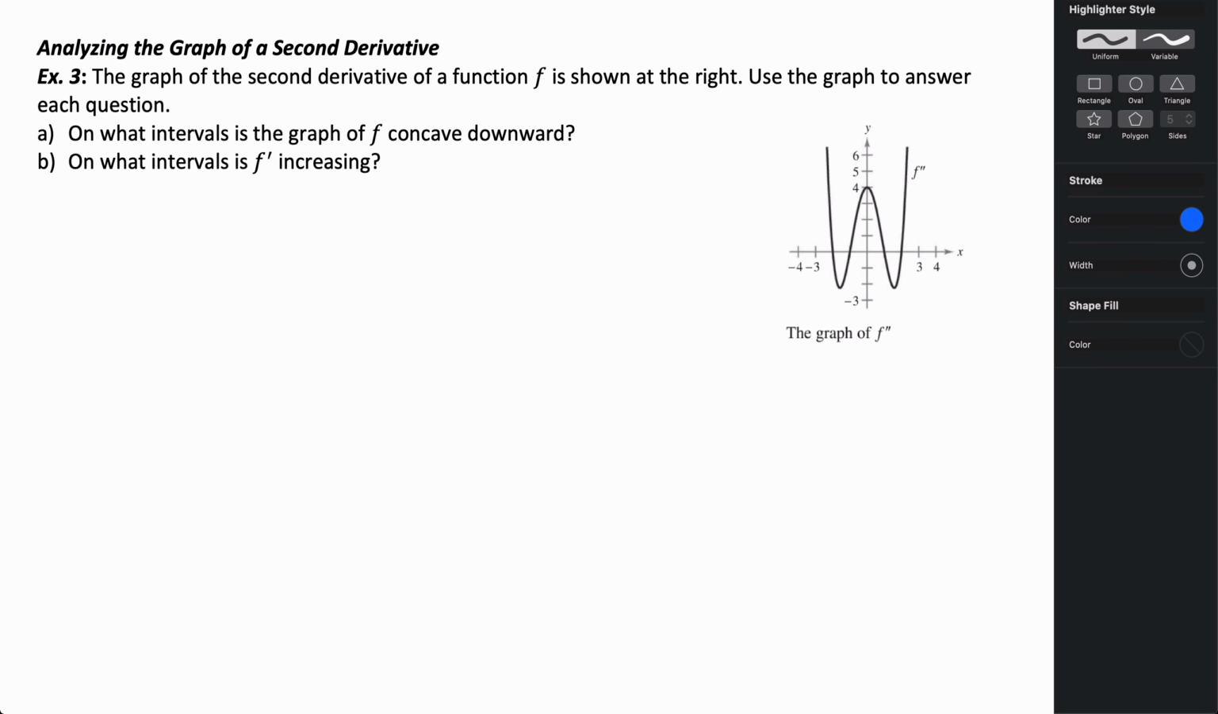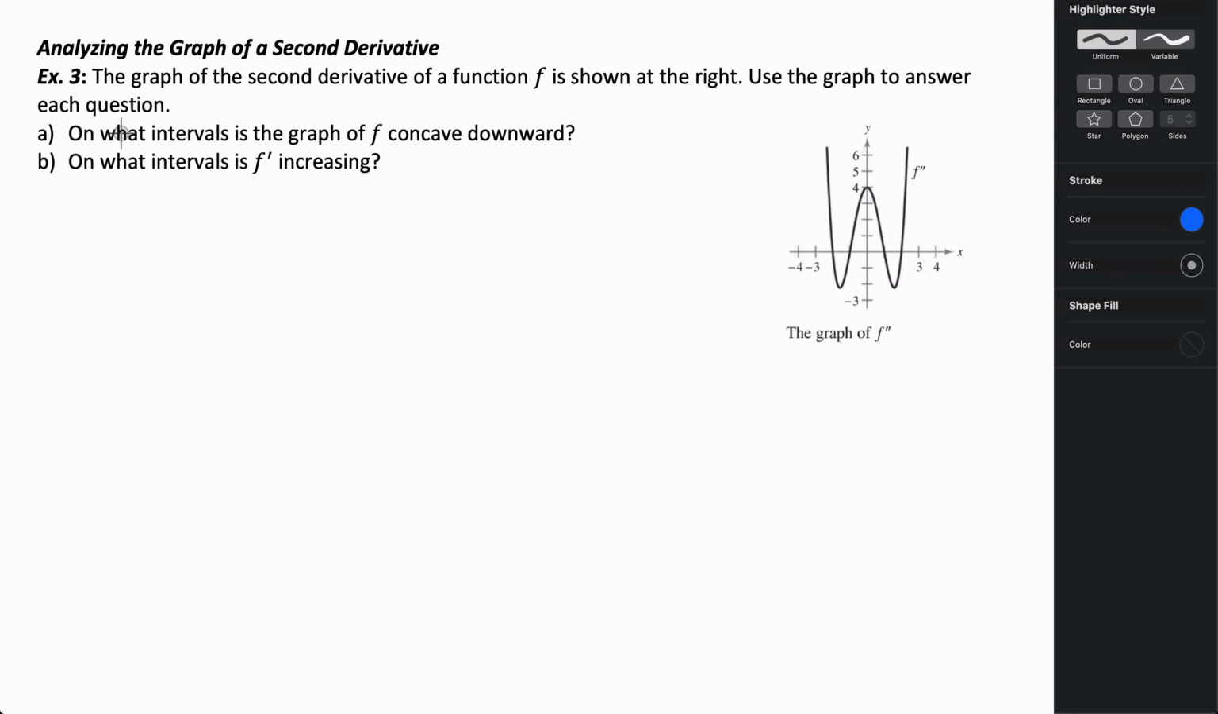So in this example, we are given the graph of the second derivative. So notice, this is the graph of f double prime. So the graph of the second derivative is shown at the right. Use this to answer each question.